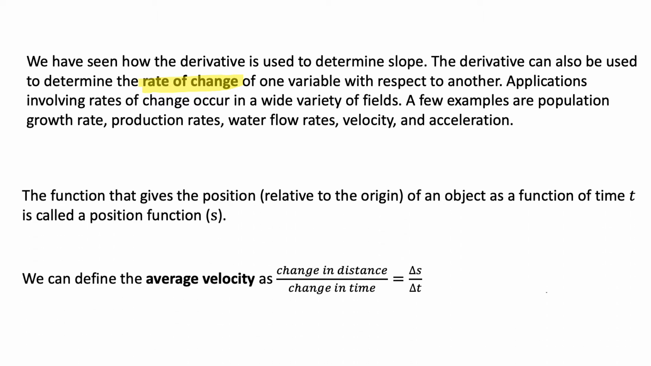So the function that gives the position relative to the origin of an object as a function of time t is called a position function, and we are going to be labeling that as our function s, or s of t. Then we can define our average velocity as the change in distance over the change in time, also noted as delta s over delta t, which is really just the slope of the secant line.